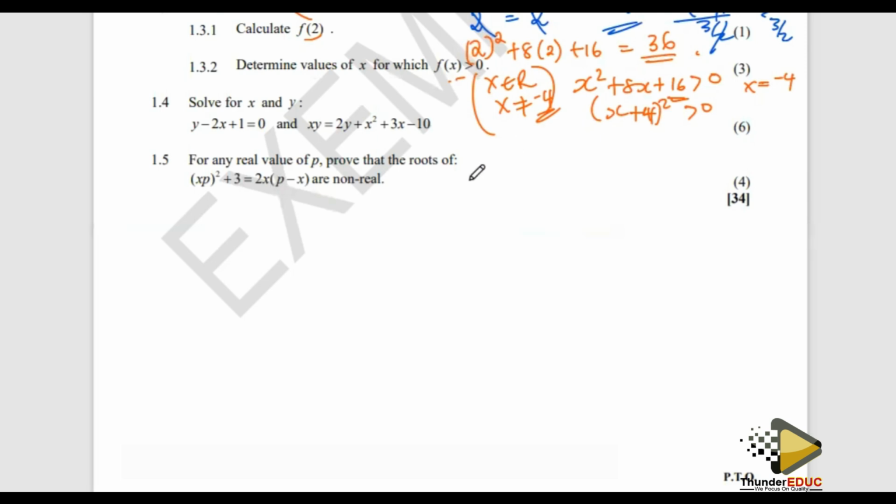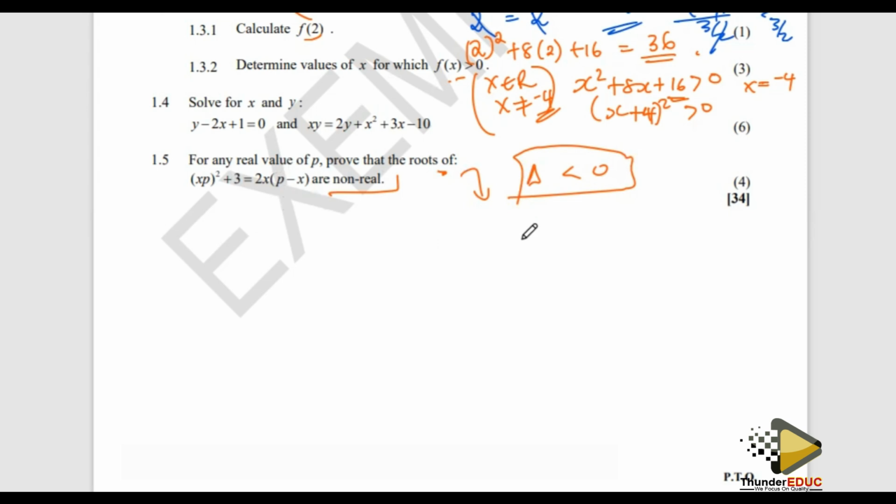Then 1.5: for any real value of p, can we prove that the roots are non-real? Remember, we said for roots to be non-real, the discriminant must be less than 0. In other words, it should be negative throughout. So let's open up this entire thing and create a quadratic format of x squared, bx, and c, and then get those values and try to get the discriminant.